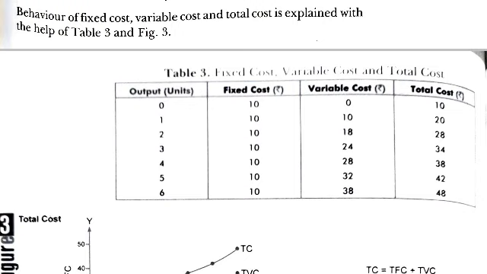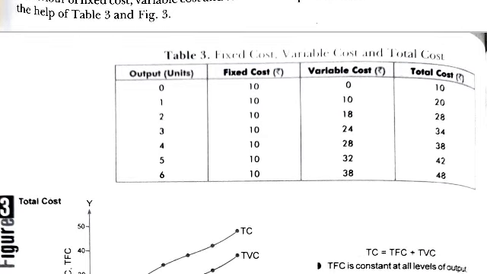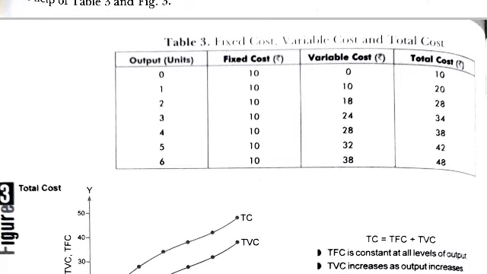Now total cost is the summation of variable cost plus fixed cost. When we are producing first unit of the output, variable cost is 10, fixed cost is 10, total cost is 20. In the same way, when we are producing 2 units of the output, variable cost is 18, fixed cost is 10, total cost is 28. Up to the 6th unit of the output, our fixed cost remains same throughout the level of output. Variable cost increases to 38 when we are producing 6 units of the output. Total cost therefore will be 38 plus 10 is equal to 48.